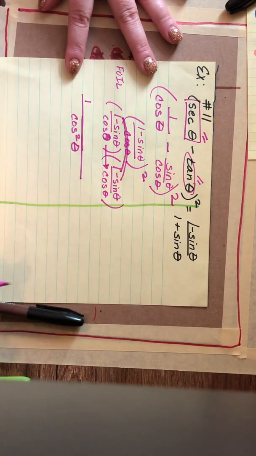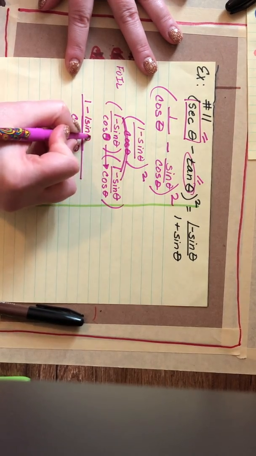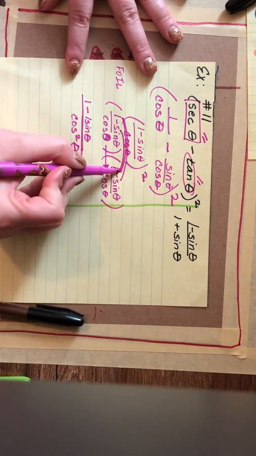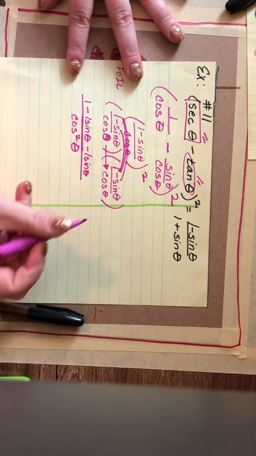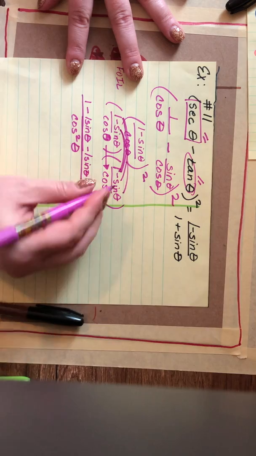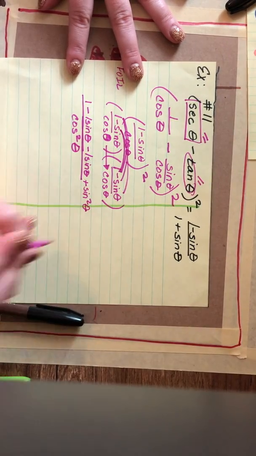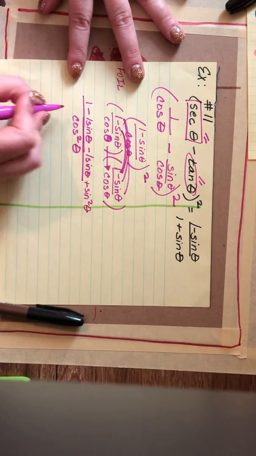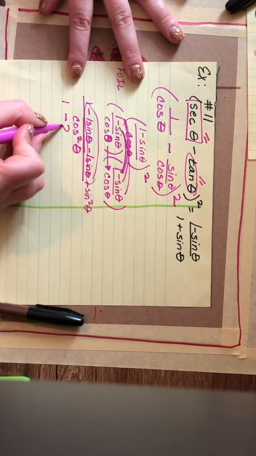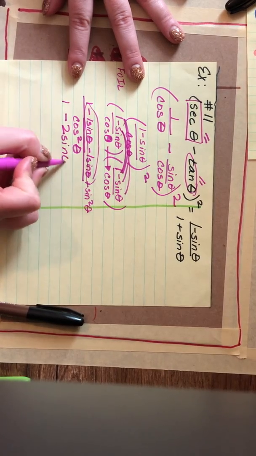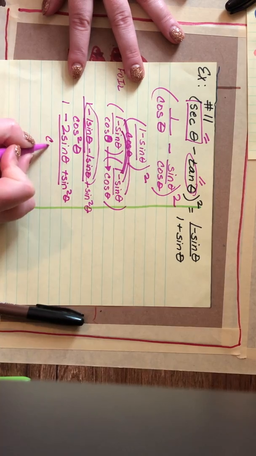Outside, 1 times negative sine, negative 1 sine theta. Inside, negative sine times 1, negative 1 sine theta. Last, negative sine times negative sine, plus sine squared theta. Okay, let's clean up the top. 1 minus, these make a 2 sine theta plus sine squared theta, all over cosine squared theta.